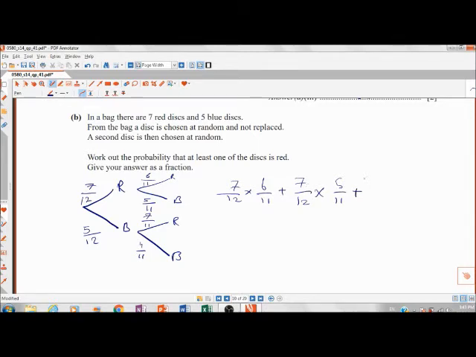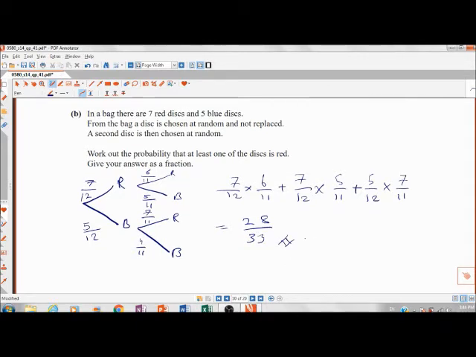Oh, sorry. For the last one, blue and red: 5 over 12 times 7 over 11. Alright, that's that. So that equals 28 over 33. That's your answer.